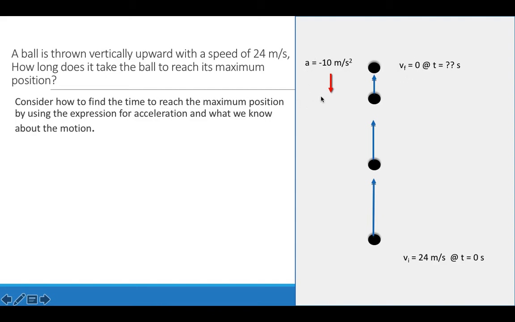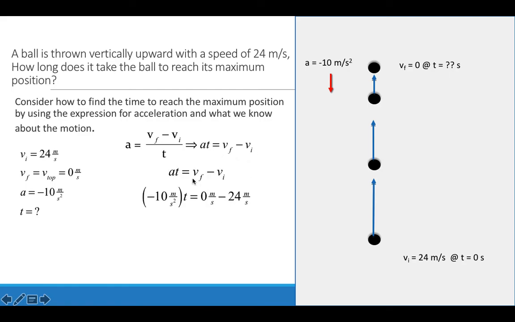The other information that we know is that gravity is always acting, and so the acceleration due to gravity is always negative 10 meters per second squared. So the information that we have is the initial velocity, the final velocity at the top, the acceleration is negative 10 meters per second squared, and the time is what we're looking for. So we can use the definition of acceleration, which says that the acceleration is the change in velocity, final minus initial, divided by the time. I can multiply both sides of this equation by time, and I can write this expression as acceleration times time is equal to change in velocity.